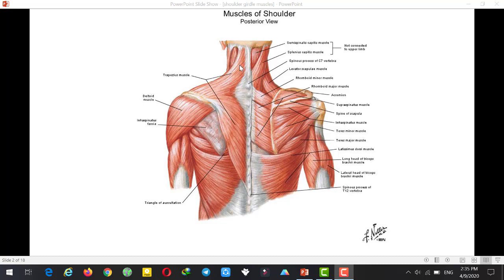Look at one part of the trapezius. This is like a triangle, but we have two trapezius, one on each side, so together they make the trapezoid form, the trapezius form.